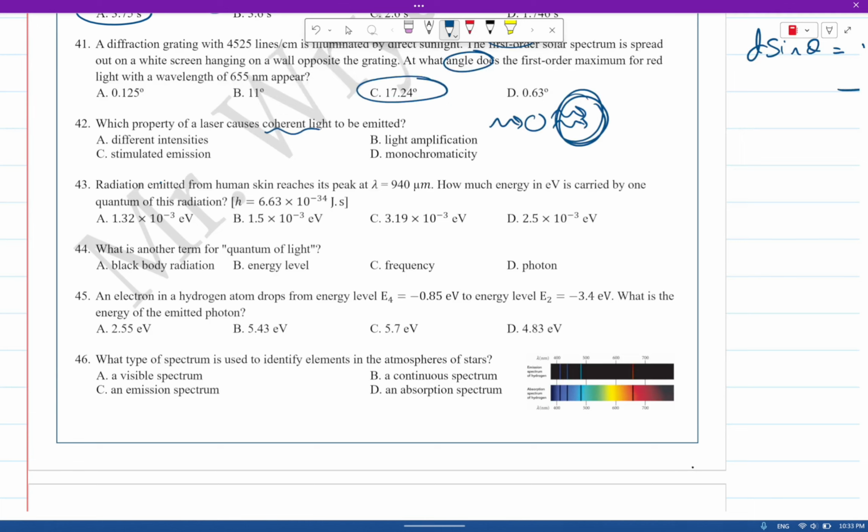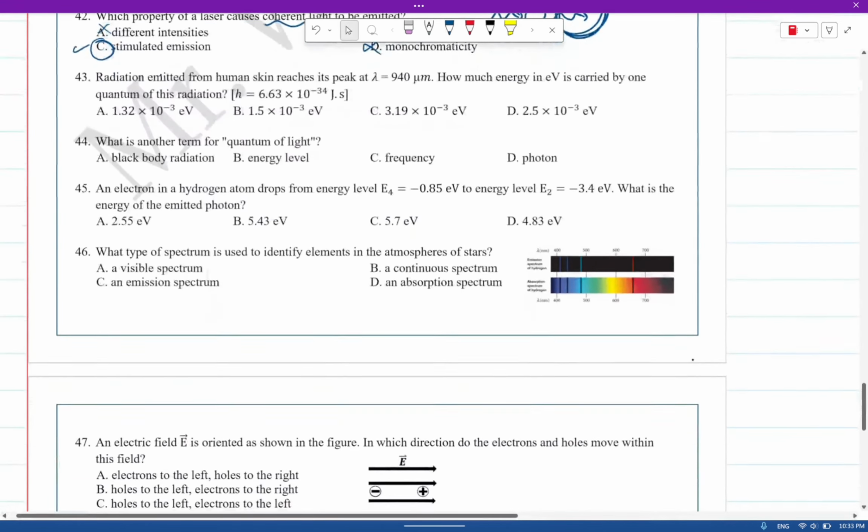But what causes this coherence, of course, or what is it exactly called? For example, when we have the same wavelength, same frequency, same amplitude, you can call this one coherent. Okay, but what causes this? Is it the different intensity? No. Is it light amplification? No. Is it stimulated emission? Yes. Okay, what about monochromaticity? That is incorrect. So it is stimulated emission.